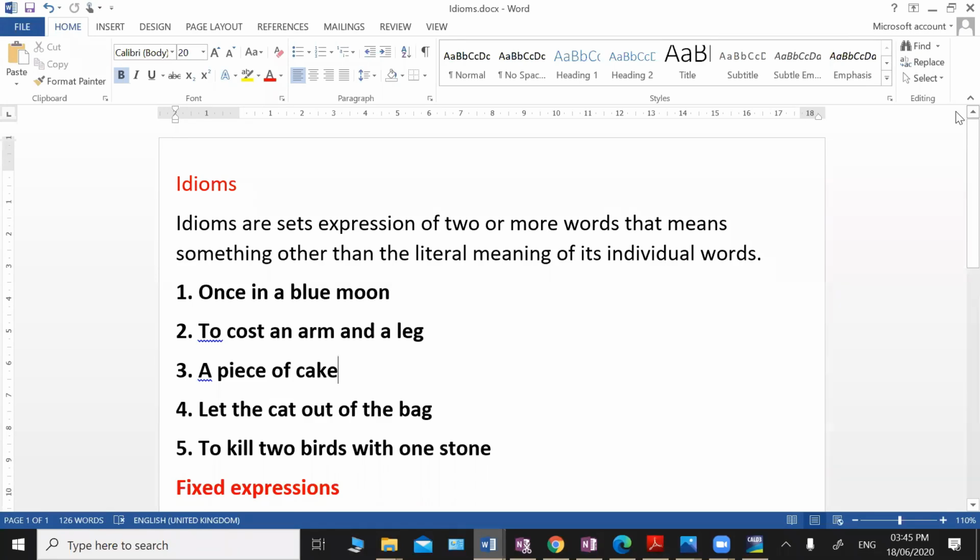Same as once in a blue moon, to cost an arm and a leg, a piece of cake, let the cat out of the bag, to kill two birds with one stone, a black horse. He's a black horse, meaning he has some hidden talent. Miss the boat. It means late. Okay, understood.